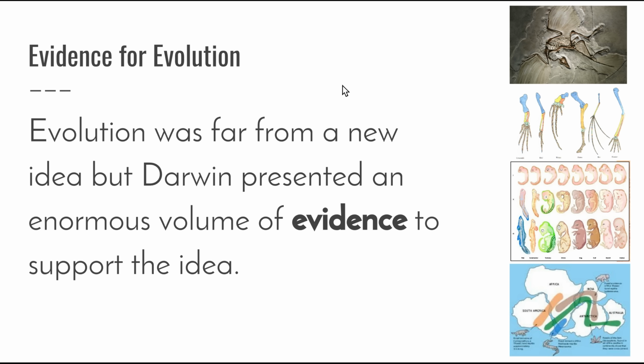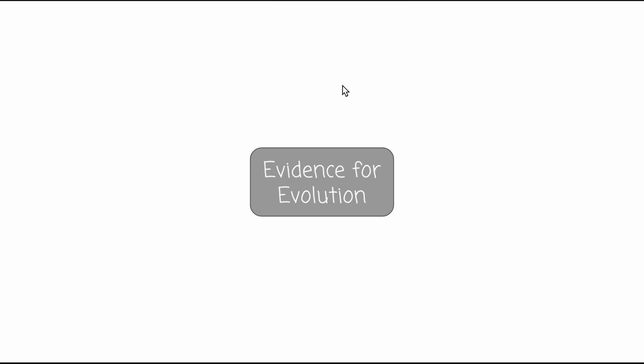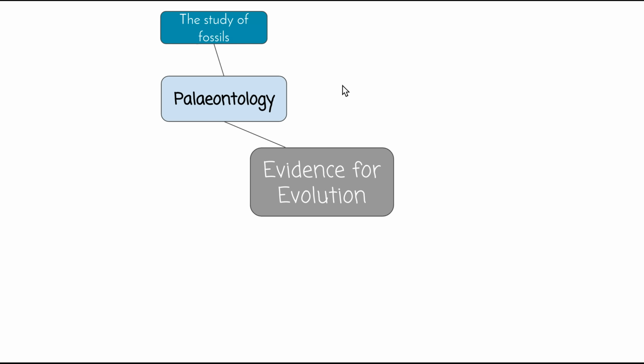So this came from his traveling on the HMS Beagle, where he went to a number of different countries around the world and made many observations of plant and animal species to show that there had to be some kind of relationship between these organisms. So evidence for evolution can be broken up into the 5 points from our syllabus. So the first one is paleontology.